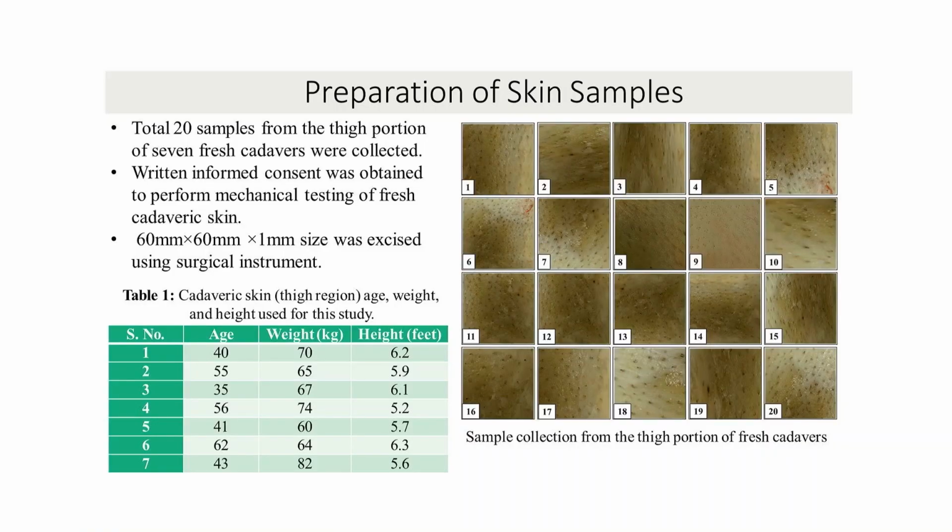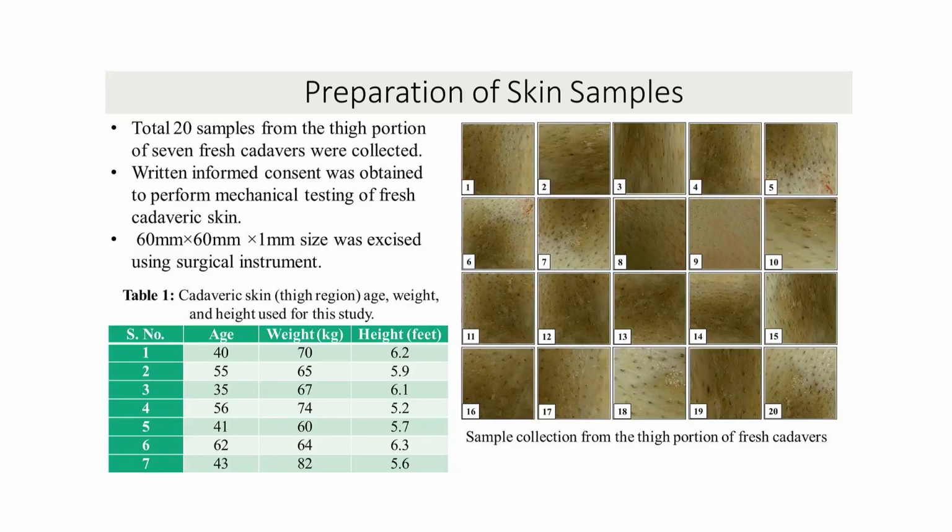So this was excised using a surgical instrument, which is a standard surgical instrument for excisions. Excision is taking out or extraction of skin. The samples are as shown here, 1 to 20, right? So the cadaveric skin, thigh region, age, weight, and height used for the studies are mentioned here. So sample collection was done.